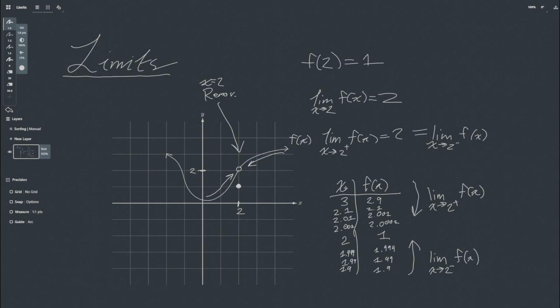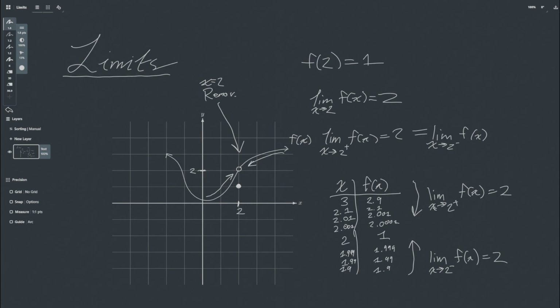Now if you look here on f of x, as we get closer and closer to 2 from x, we get closer and closer to 2 in f of x, but we're never actually getting to 2. So we can say the limit as x approaches 2 from the right side of f of x is equal to 2. If we look at the left side, then we're also infinitely approaching 2 but never actually reaching it. So our limit there is also 2.